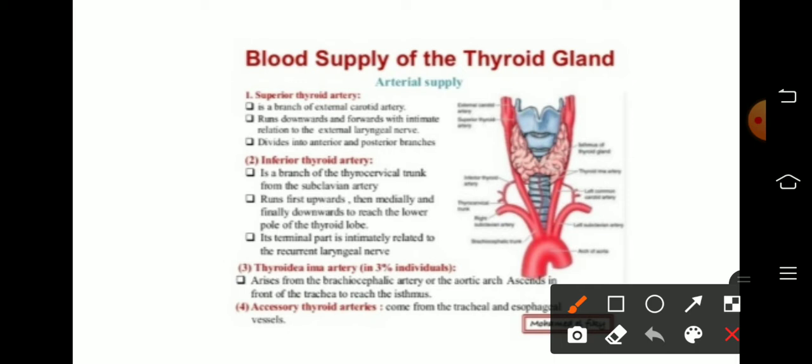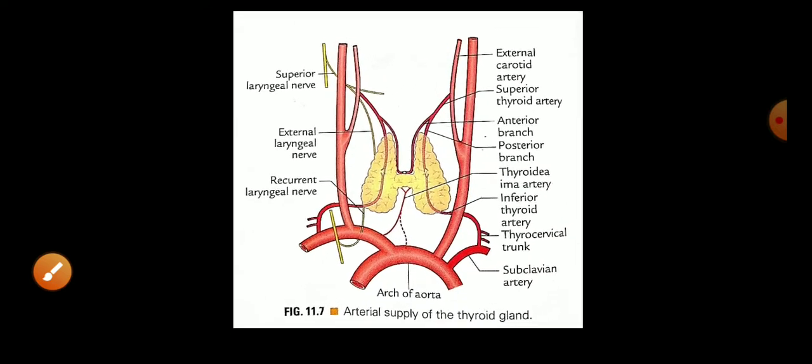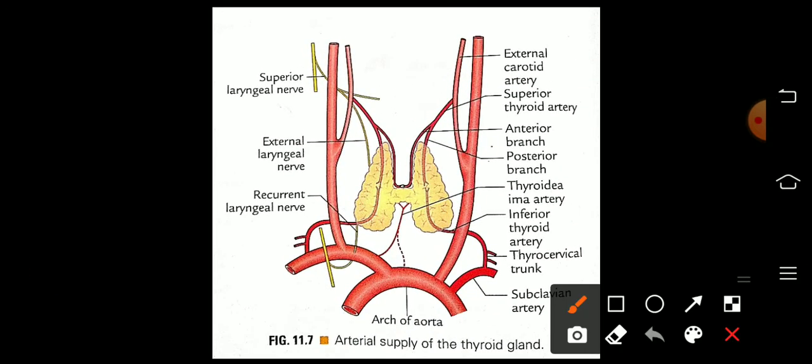Now, it is actually supplied by three important arteries, that is the superior thyroid artery, inferior thyroid artery, thyroid ima artery, and some accessory arteries. So we'll be seeing about these arteries in detail. This picture is more than sufficient for explaining. When you're studying anatomy, please study with the picture because it will be very helpful for you to remember things. Now, we are going to see about the superior thyroid artery.